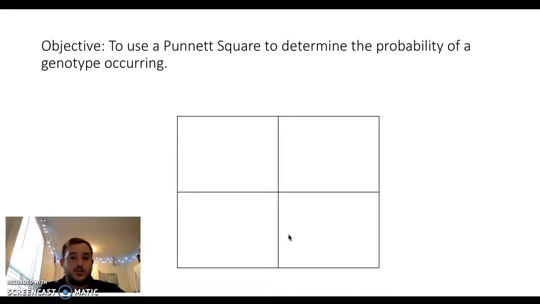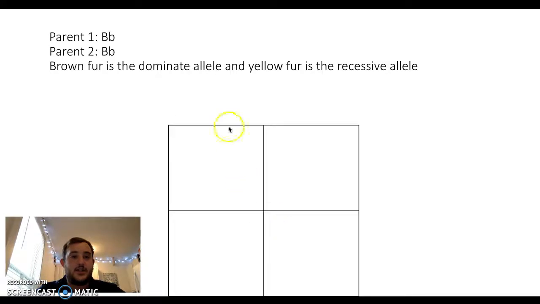So the first thing we're going to do is draw a 2x2 square, such as this one. And the next thing we're going to do is take a look at the parents' genotypes. For both parent 1 and parent 2, they're both heterozygous for big B, little b. The phenotype that we are taking a look at today would be fur color. Brown fur is the dominant allele, and yellow fur is the recessive allele. So brown fur is going to be notated by the big B, and yellow fur is going to be notated by the little b.